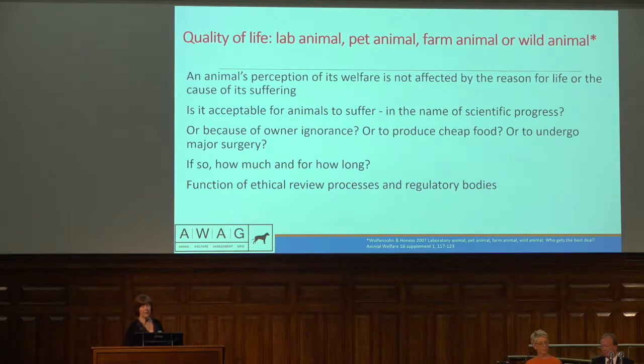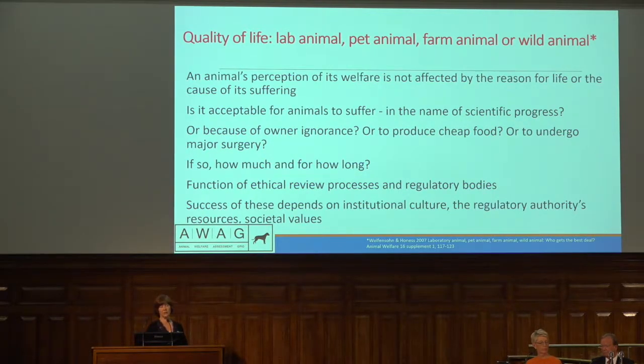And of course, making those decisions is the function of ethical review processes, regulatory bodies, that's what regulations are there for. But the success of those things depends very much on the culture of the institute in which you're working, the resources the regulatory authority has to actually make decisions and do something, and on society's values. As we've just heard, society's values are changing and moving all the time.